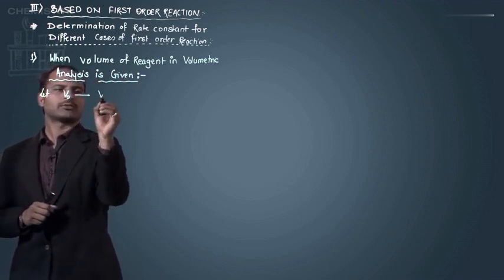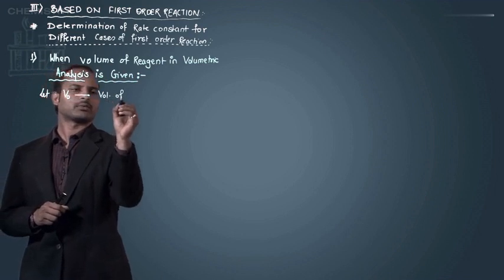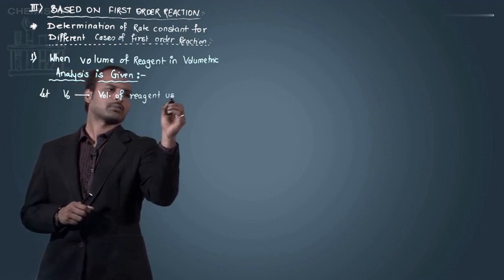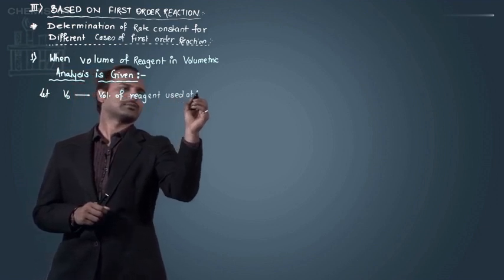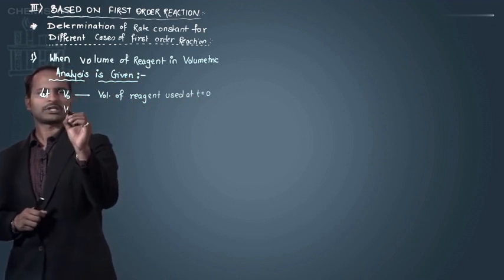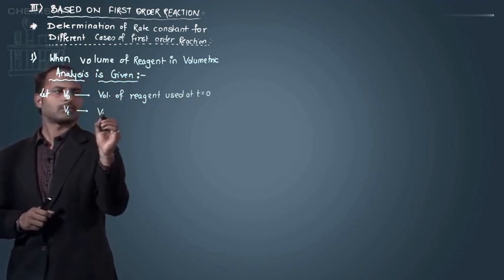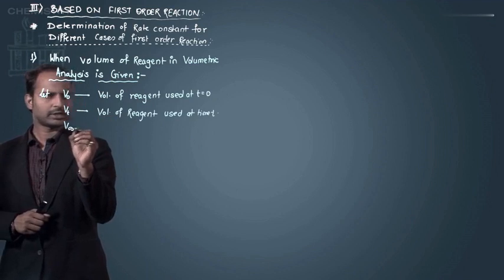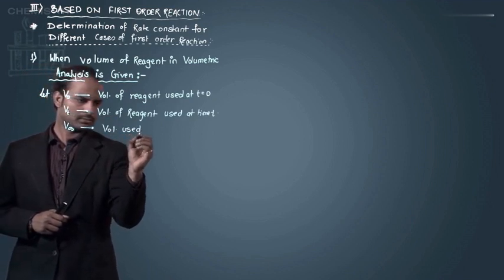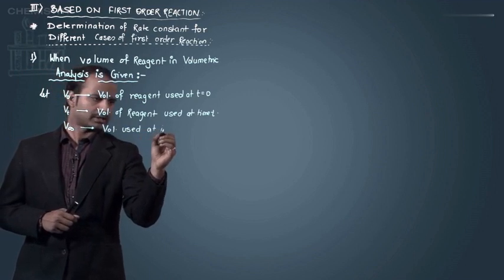So here suppose V0 is the volume of reagent used at time t equal to 0, Vt is the volume used at time t, and V infinity is the volume used at infinite time.